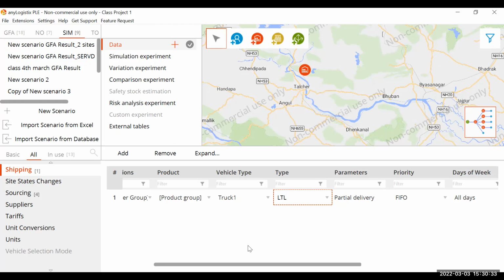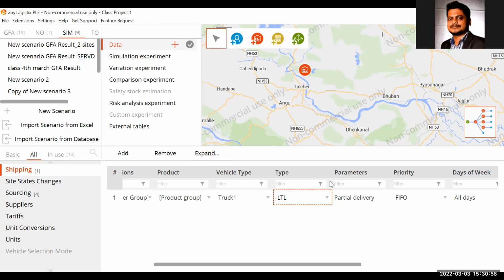But in our case, we are keeping it all open, less than truckload. That means even if the truck is not full, if the demand is there, the truck will go and deliver it. If I put full truckload, what is my full truckload? The capacity is 20. If demand is not 20, it will wait. It will wait till demand has aggregated to 20. Then only the delivery will happen, right? That time what will happen? My customer service level might get decreased, right?